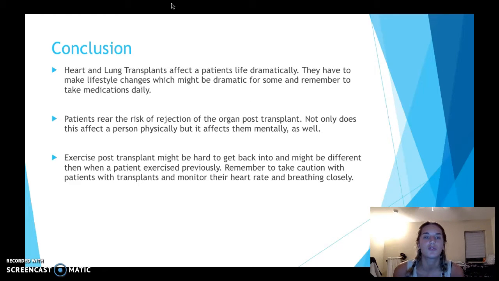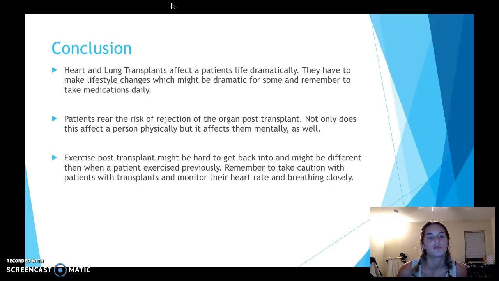In conclusion, heart and lung transplants affect a patient's life dramatically. They have to make lifestyle changes, which might be dramatic for some, and remember to take their medications daily. Especially for people who eat unhealthy and don't exercise regularly, this could be a major change, especially the diet and having to cut back on salts, sugars, things of that nature. Patients fear the risk of rejection of the organ post-transplant. It affects the person not only physically but mentally as well. They might not be mentally prepared to get back to exercise, along with being out of shape physically from being out for a while.